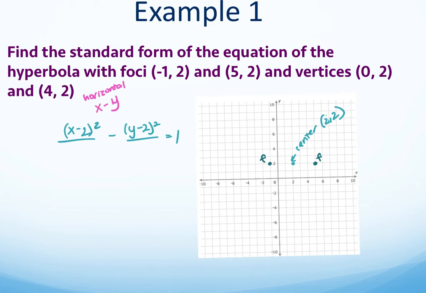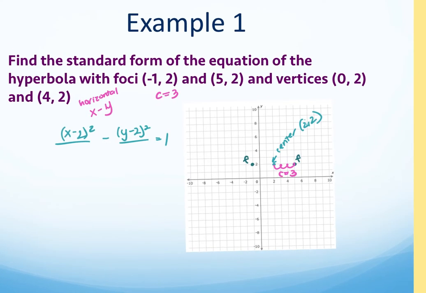What else does the foci give you? The bigger number is obviously going to be under the x. That doesn't matter. Remember, bigger number doesn't matter. A has to come first, but the bigger number doesn't matter. What letter is the distance to the foci? The C, right? So C is what? 3. In either direction you want to count. So C is 3. All that information comes from one set of coordinate points. C is the distance from the center to the focus. You could count either way, but it's 3.